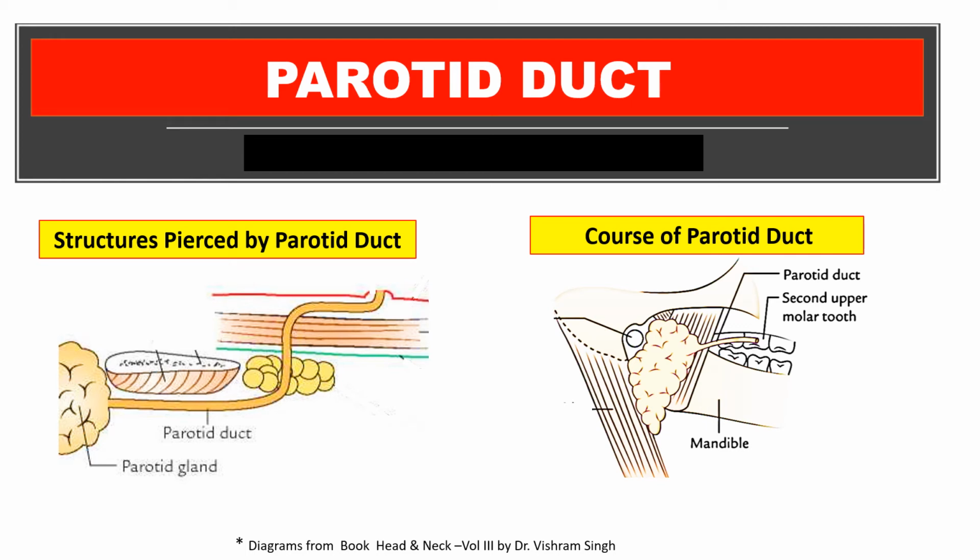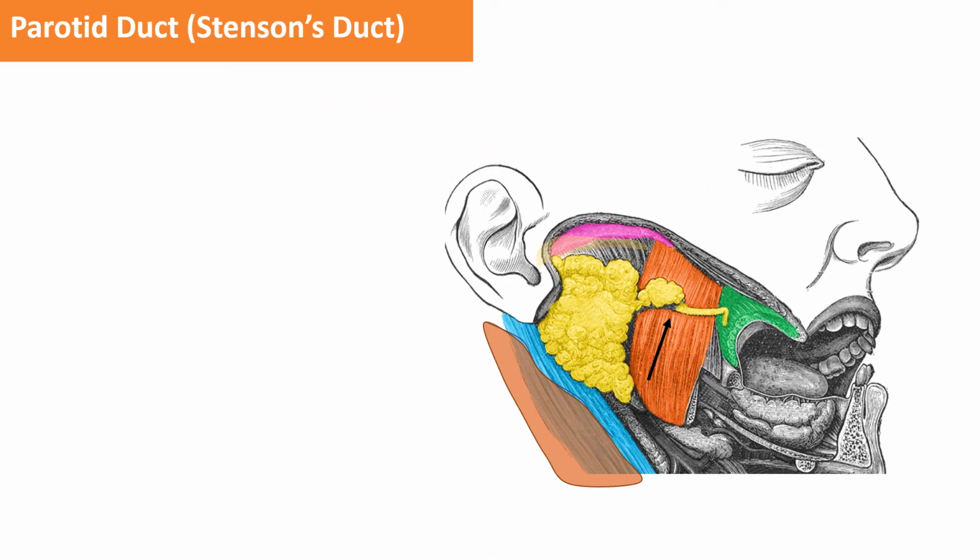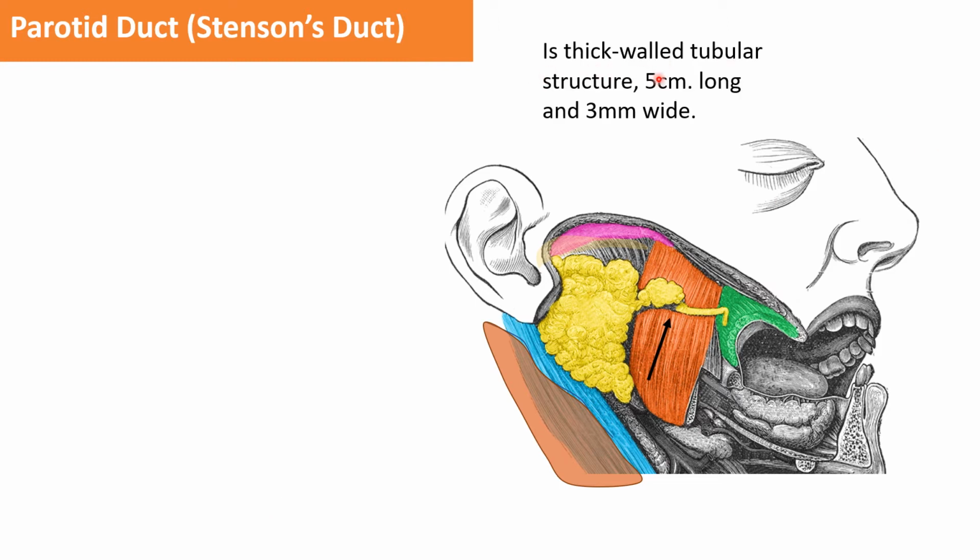This video is on parotid duct, and in this I'll consider the origin and course of parotid duct, the structures that are pierced by the parotid duct and its surface marking. In this picture we can see here this is the parotid gland and this is the parotid duct. The parotid duct is also known as Stenson's duct. It is a tubular structure which is thick walled and is approximately 5 centimeter long and 3 millimeter wide.